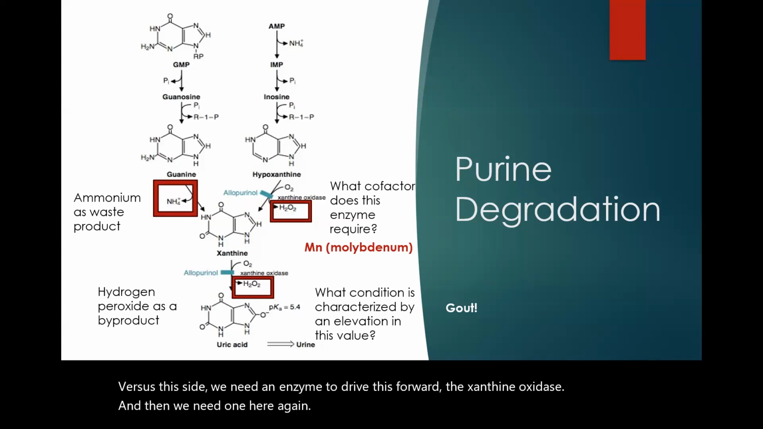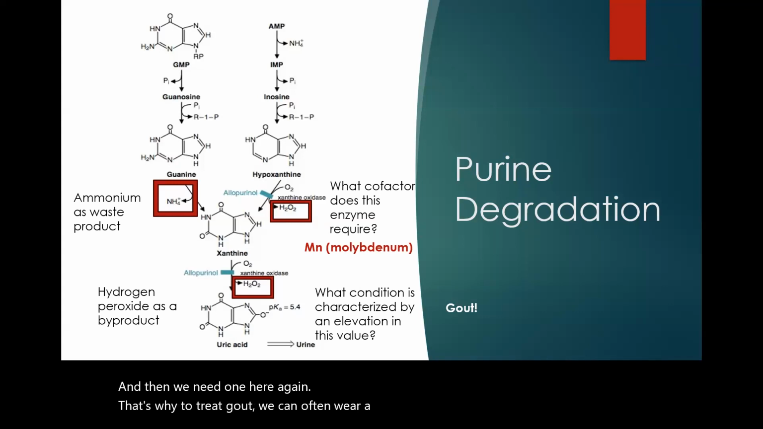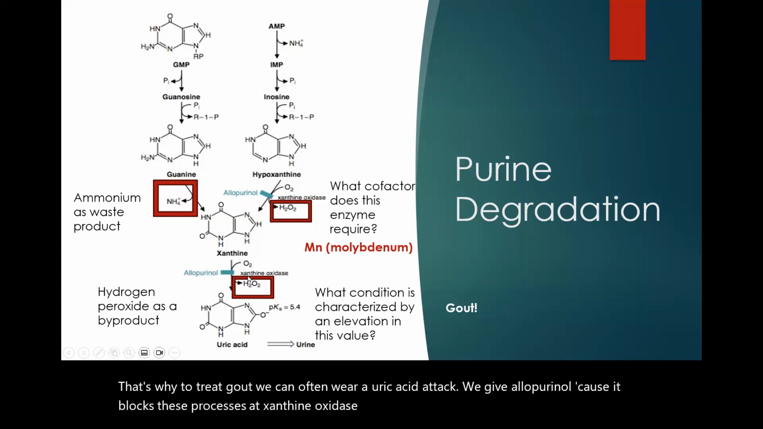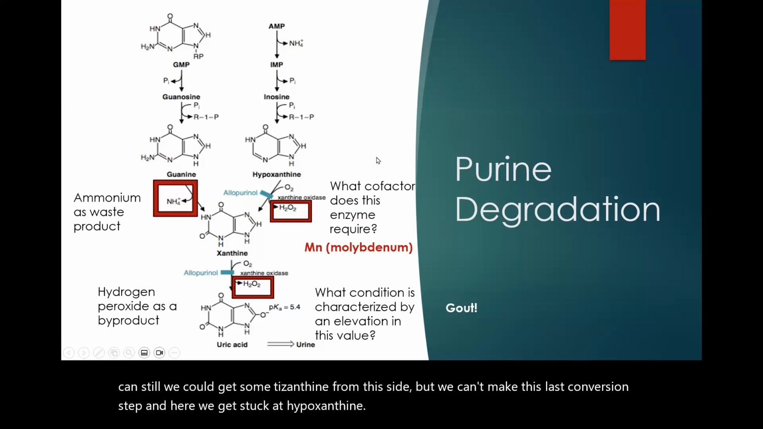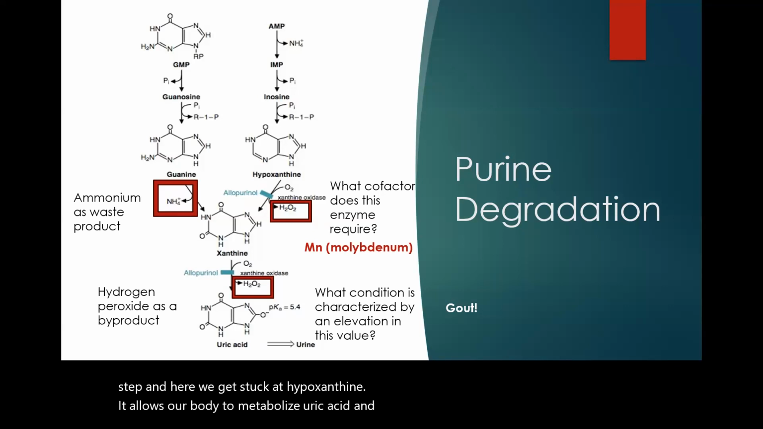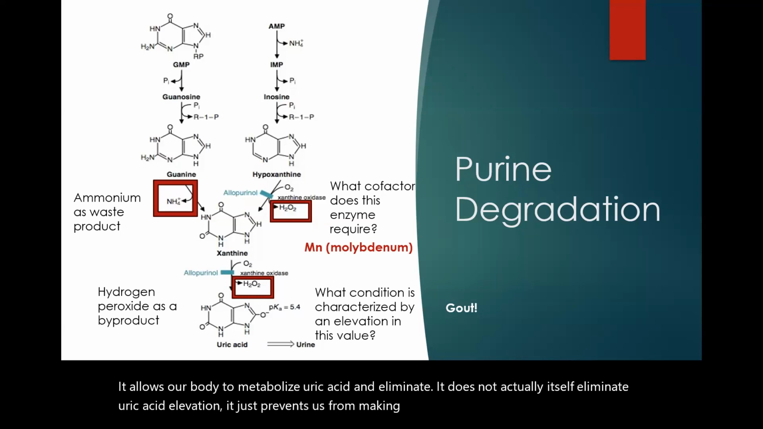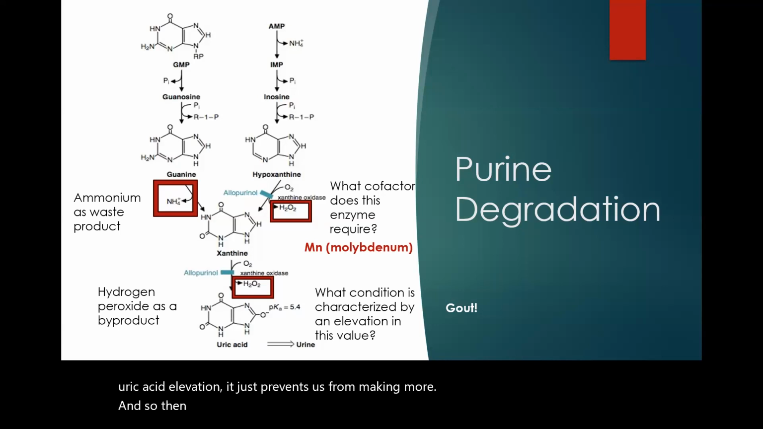That's why to treat gout, or a uric acid attack, we often give allopurinol because it blocks these processes at xanthine oxidase. So it downregulates this enzyme. So then we could get some to xanthine from this side, but we can't make this last conversion step. And here we get stuck at hypoxanthine. It allows our body to metabolize uric acid and eliminate it. It does not actually itself eliminate uric acid elevation. It just prevents us from making more. And so then over time, as we get it out in urine, that number will go down. And so it will help with a gout flare.